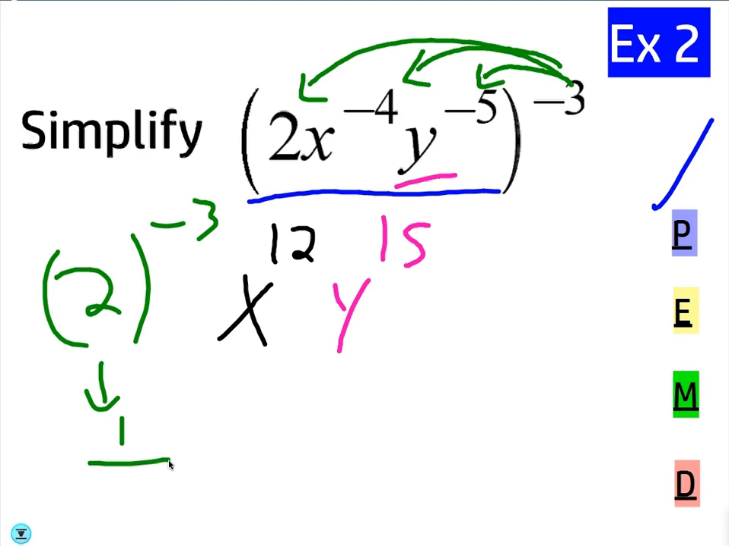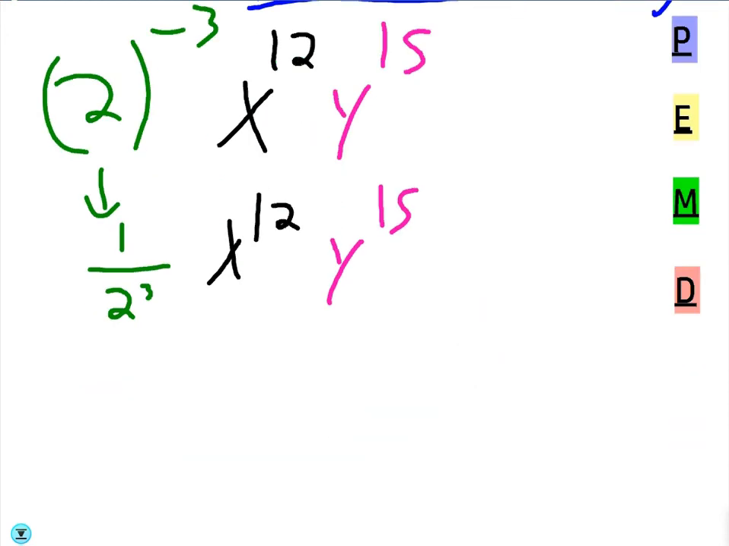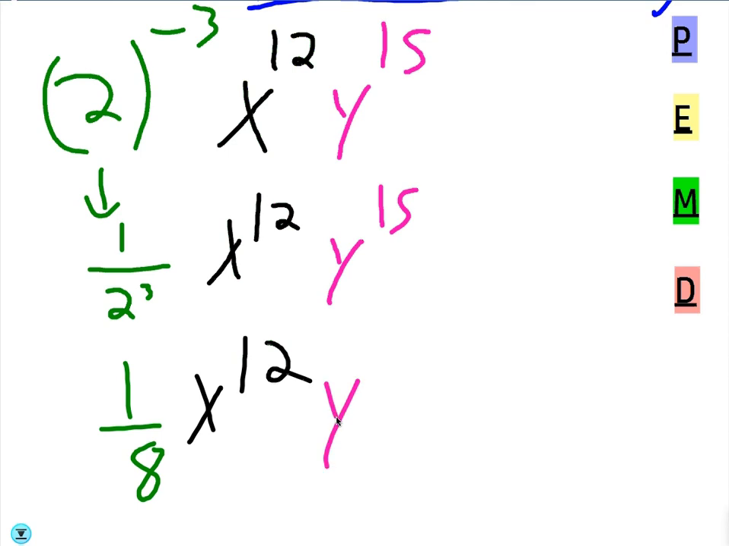Not -8. It'd be 1 over 2 cubed, which is equal to what? 1 over 8. Thank you. Final answer then is 1 over 8 x to the 12 y to the 15.